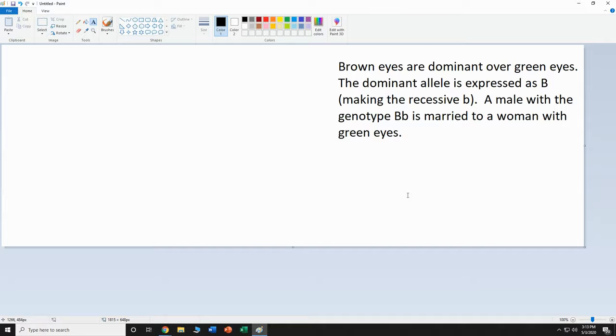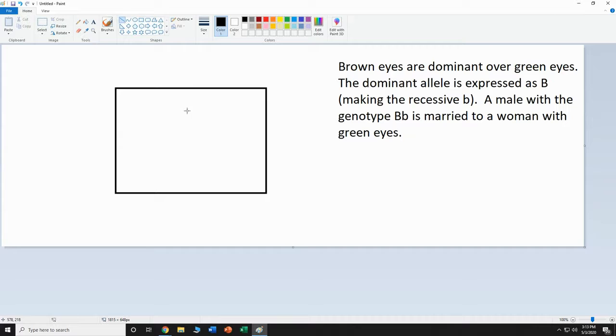All right, so here we are in Paint. On your sheet, you would just be drawing this. In order to figure this out, you need to do a Punnett square, which you should hopefully be familiar with from middle school. If not, here's how you do it. They're not that hard. You're going to make a box on your sheet. Looks like that. Then you're going to divide that box up into four different parts. So you're going to make a line down the middle, like that, and you're going to make a line down the middle the other way, like that.